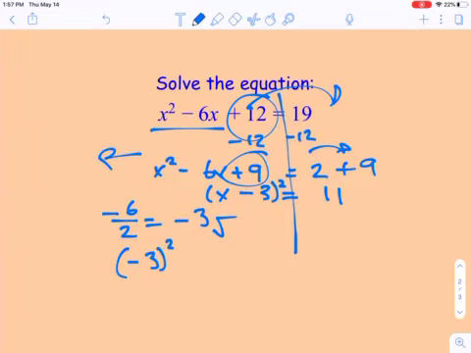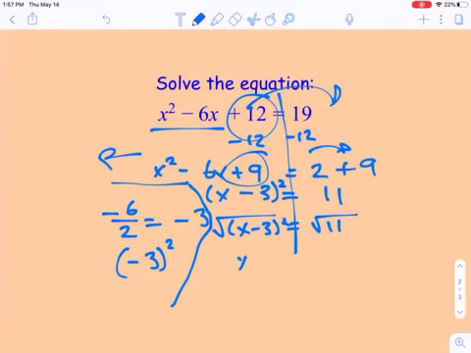So I'm going to take the square root of (x minus 3) squared. And because I'm taking the square root of this side, I'm going to separate this so it doesn't look like it's part of what we're doing. I'm going to take the square root of this side. All right? And that gives me x minus 3 by itself over here, and that gives me plus and minus square root of 11.